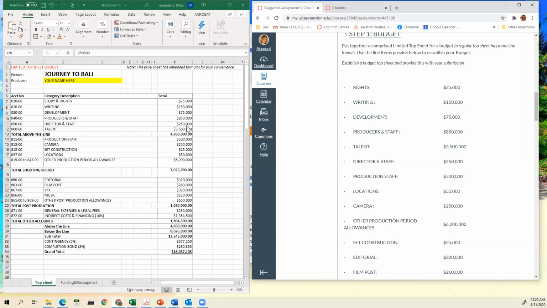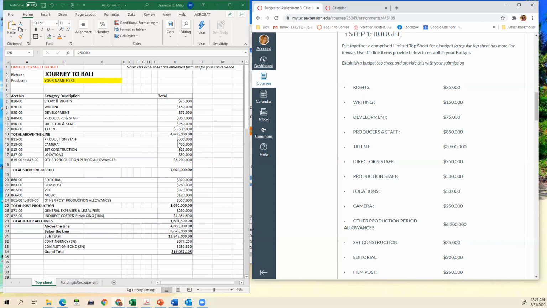Director and staff is 250. Our talent is 3.5 million. So all the above the line together is 4,850,000 on this limited top sheet. This is not a full top sheet, it's just a limited top sheet where I put a few columns together to make it a little shorter for you.